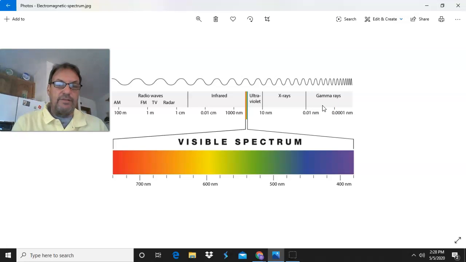So it would be a good time to just pause this, look away, get a sheet of paper, and then see if you can write down these levels and then even put in the visible spectrum. That's the part that our eyes are capable of picking up. Our eyes are an organ that is able to see this part of the electromagnetic spectrum.